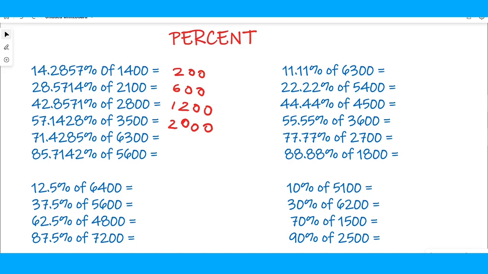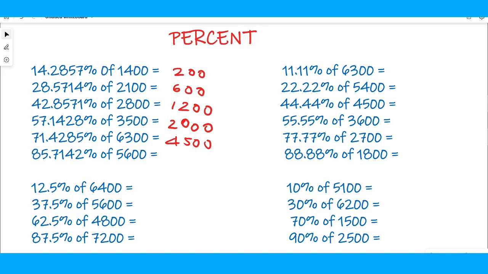71.4285% of 6300. 71.4285% is 5 upon 7. 1/7 of 6300 is 900, and 5 upon 7 is 5 times 900, which is 4500. So we write 4500, which is 71.4285% of 6300.